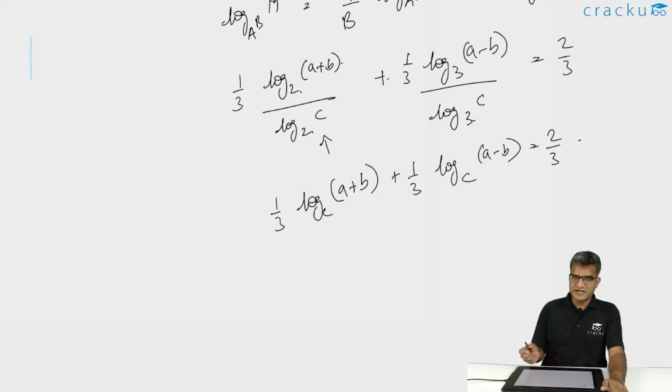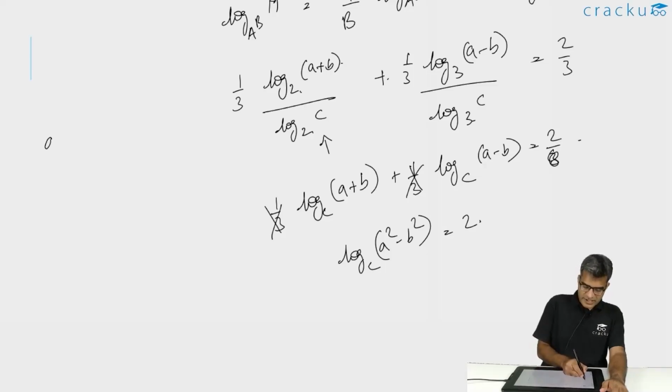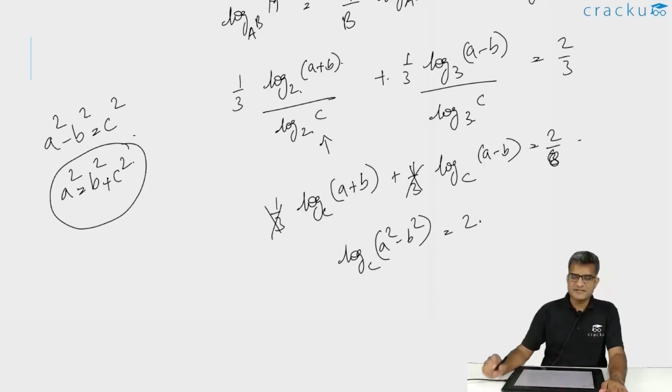You can multiply the entire equation with 3. This gets cancelled, this gets cancelled, and this will be 2. Or log of a square minus b square to the base c is equal to 2. Or a square minus b square is equal to c square, or a square is equal to b square plus c square. What we are required to calculate is the largest possible integer value of a.